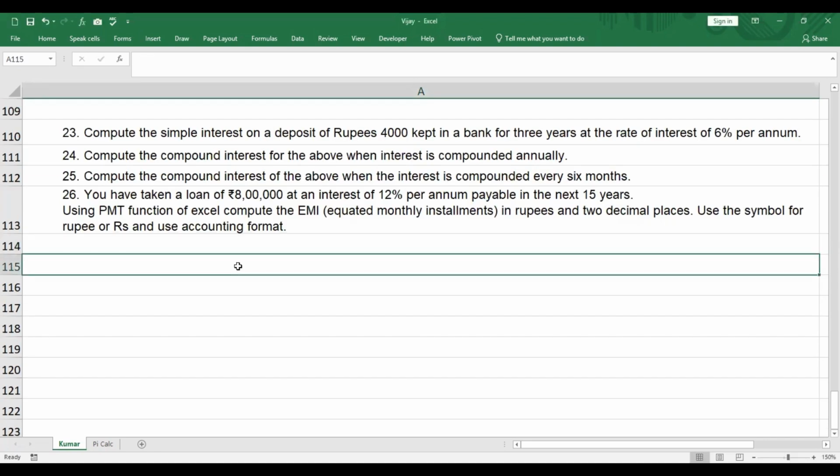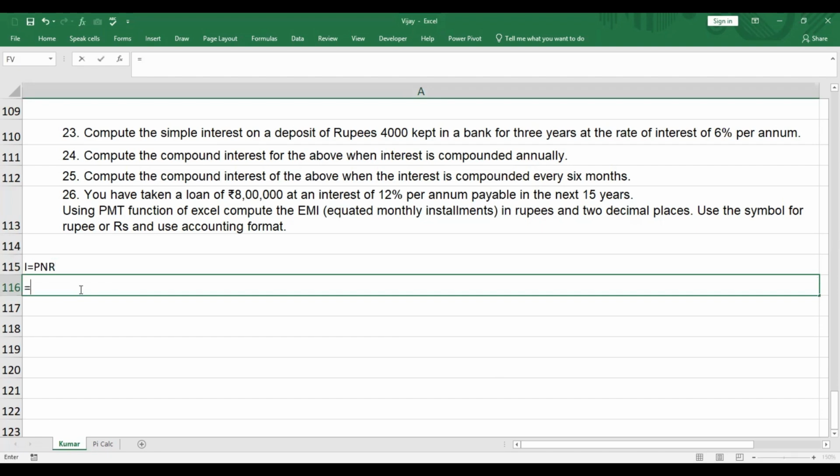let's say, is equal to PNR, where P stands for the principal, N stands for the number of years, and R stands for rate of interest in percentage per annum. P is 4,000, star, N is 3 years, rate of interest is 6%.